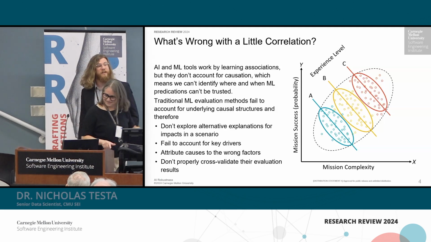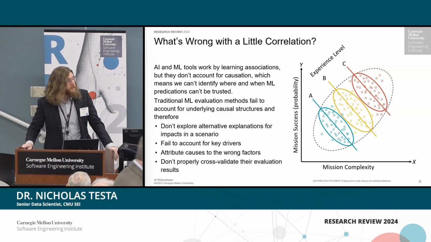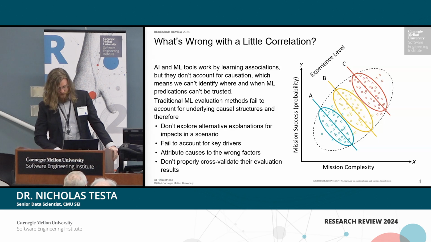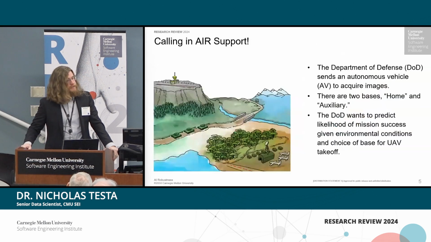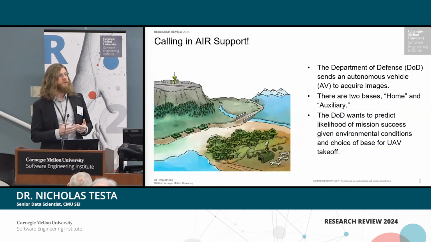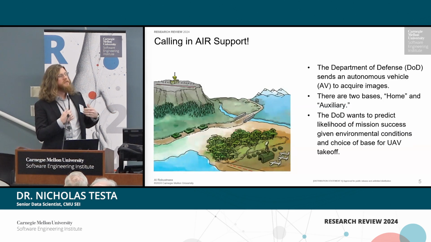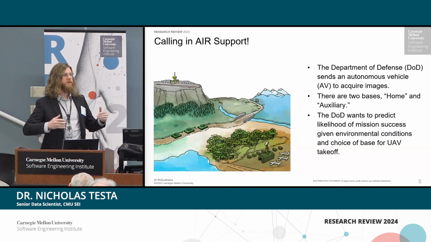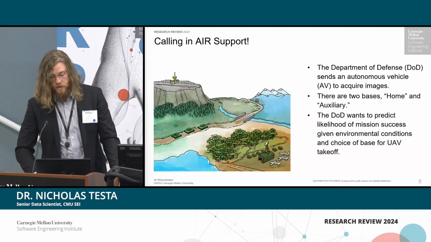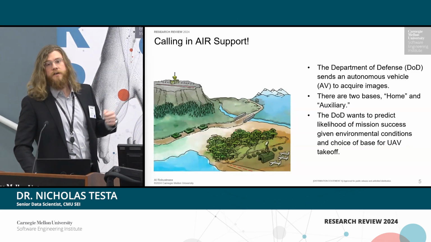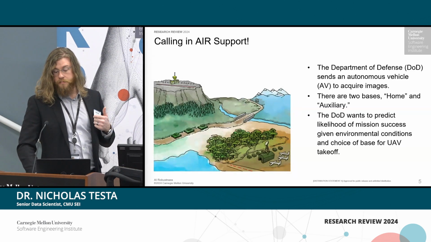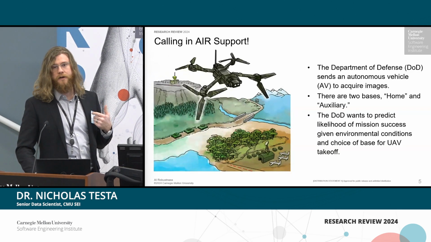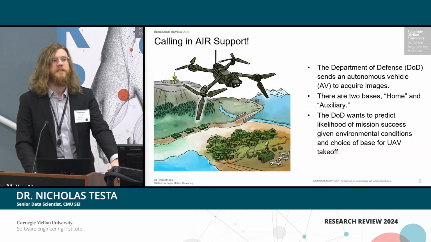All right. Hey, everyone. I'm Nick Testa, the data scientist on the team. I'm going to take you through an example that we're using to explain the new tool that we built, the AIR tool, the AI Robustness tool, and how it works. In this example, we have a unit within the DoD being tasked with deploying unmanned aerial vehicles to acquire images in various locations of interest.